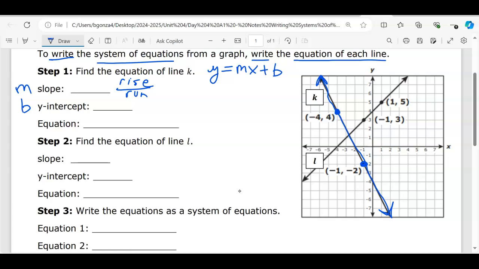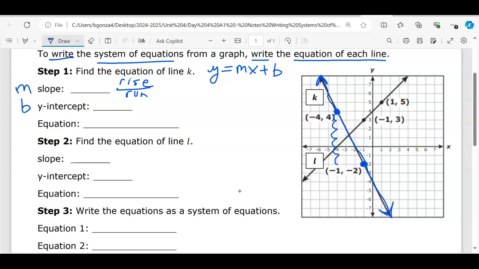Negative 4, 4. So you must rise before you run. I see people running before they rise. That's not how it works, right? If I'm on the floor, I gotta stand up before I run, right? So the weird thing about this is that which way does this rise? Well, it doesn't go up, it goes down.